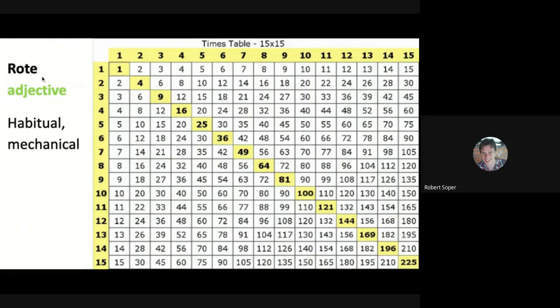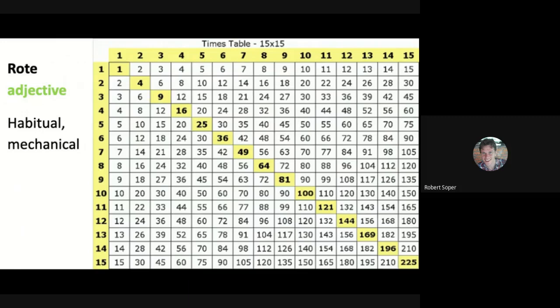Okay, this word is rote. And rote is an adjective. It's also a noun. It can be used as an adjective and a noun. It means habitual or mechanical. So that really doesn't help us. So one good way of explaining it is going through an example.